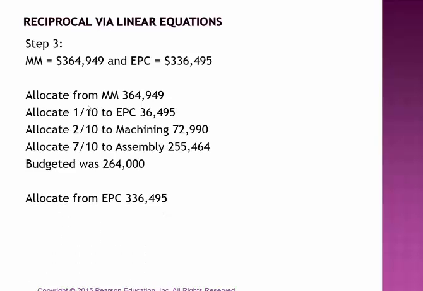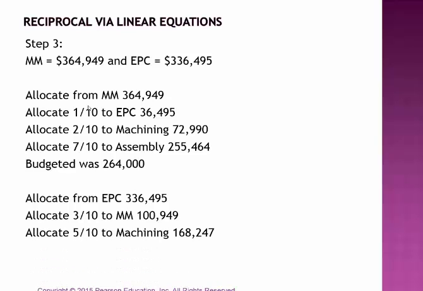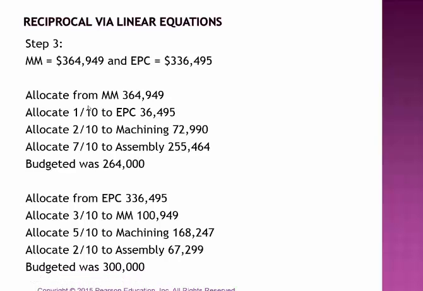And then we've got to allocate from EPC. EPC, recall we just solved, was 336,495. We're going to take that and allocate it out based on those original percentages. 30% goes to materials management, that's 100,949. 50% goes to machining, 168,247. And then that last 20% goes to assembly, 67,299. Those three amounts equal the 336,495. 336,495 is going out of EPC when only the original 300,000 was budgeted.